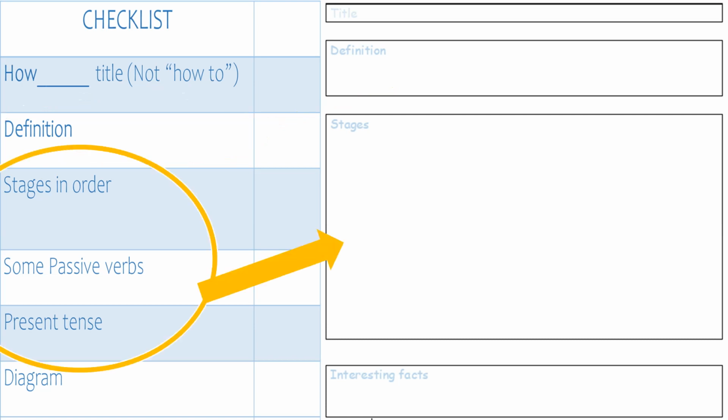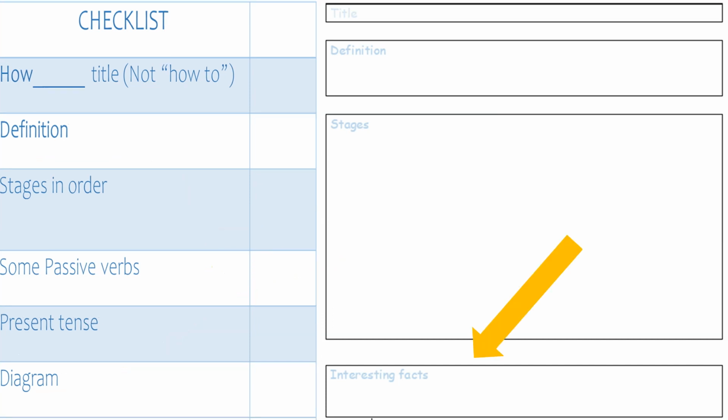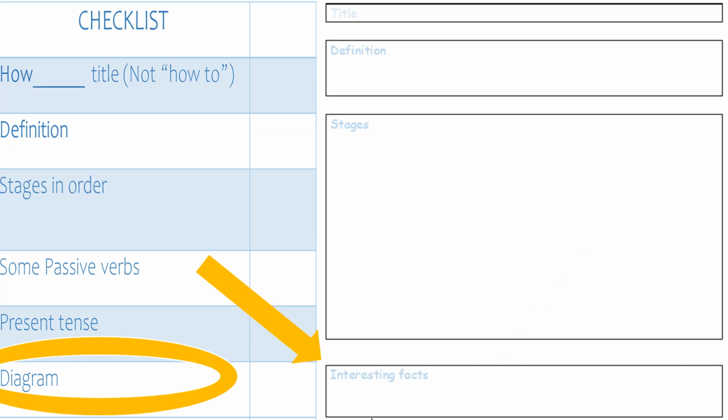Next, use the diagram you made as a guide. Write the stages in order using the present tense. Make sure you skip a line when you move to another stage. Write in the passive voice sometimes if you can. If you like, write some interesting facts about the topic or information about how we use this thing. Then we must check that we have labels on our diagram.